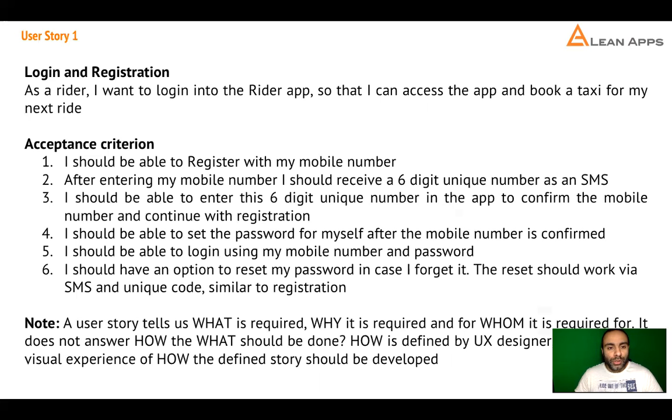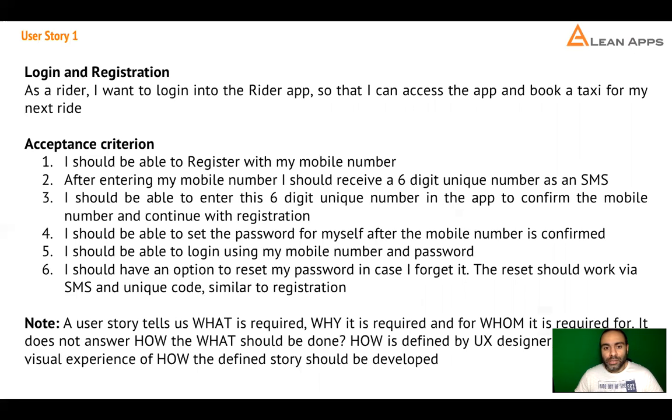The rider should be able to register with his mobile number. That's the first acceptance criterion. Before I log in, I need to register, so I put in the complete registration flow. Here we are saying I register with a mobile number. After entering the mobile number, I should receive a 6-digit unique number as an SMS. If you think about it, after registration on any product, we either receive an email or an SMS. In this case, we are going with SMS, to confirm the user.